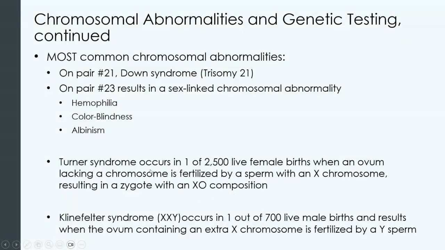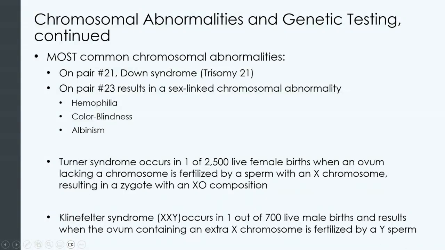So for example, Turner syndrome, right? This occurs in 1 out of every 2,500 live female births. And that's when an ovum is lacking a chromosome and it gets fertilized by a sperm with an X chromosome. So instead of ending up with a pair on the 23rd pair, it ends up with just a single X. There's also Klinefelter's, and instead of ending up with a pair, they end up with 2 X's and a Y. This one occurs about 1 in every 700 live male births, and it results when there's an extra X chromosome that gets fertilized by a Y sperm.